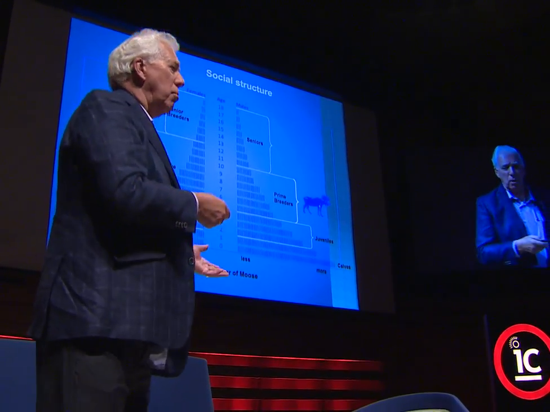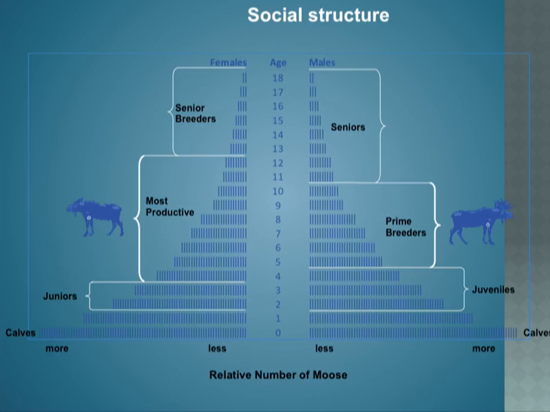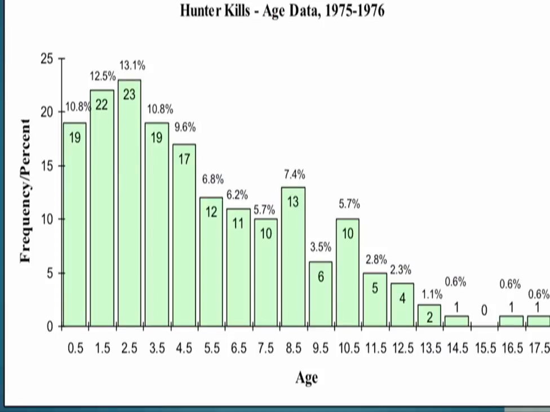Now, this is what a moose population looks like. We have a lot of calves out there, and a lot more juveniles, and the most productive ones here. This was some real data from years ago when I was a biologist. Basically, you're looking at the same thing.